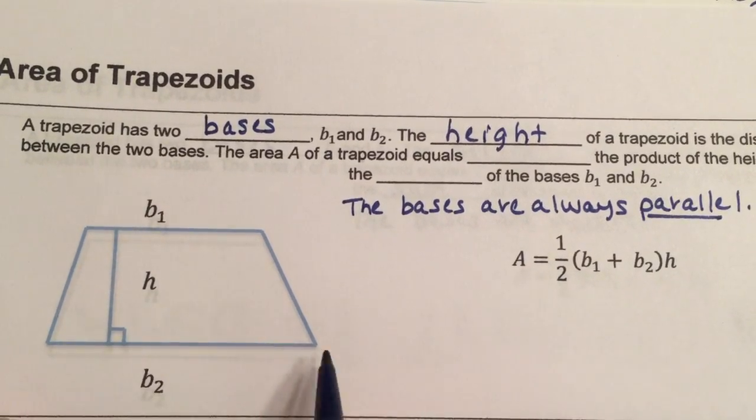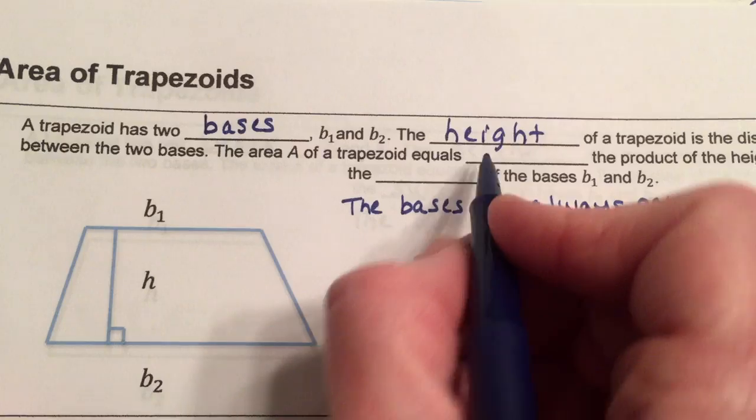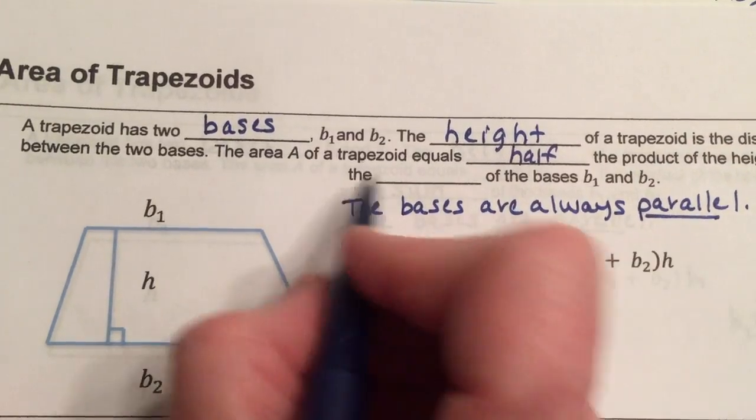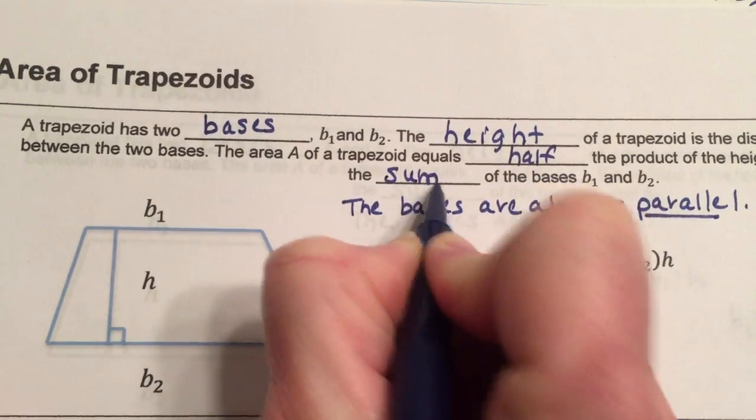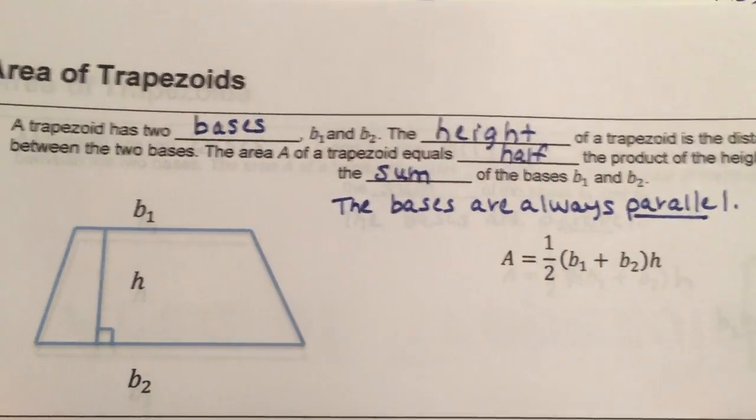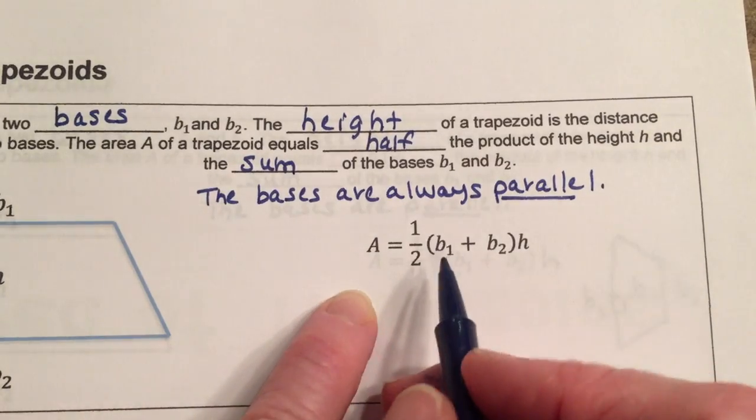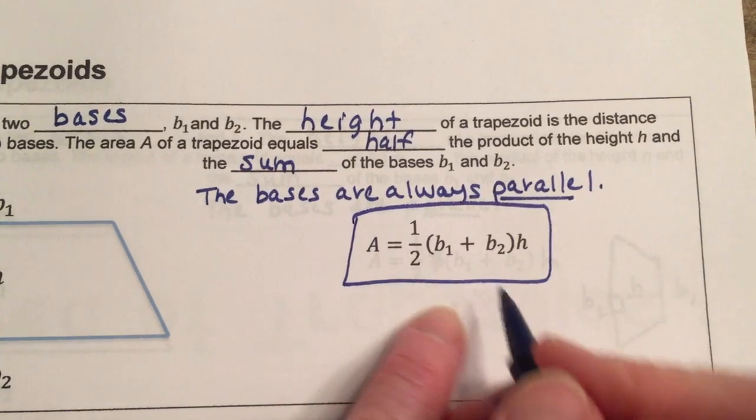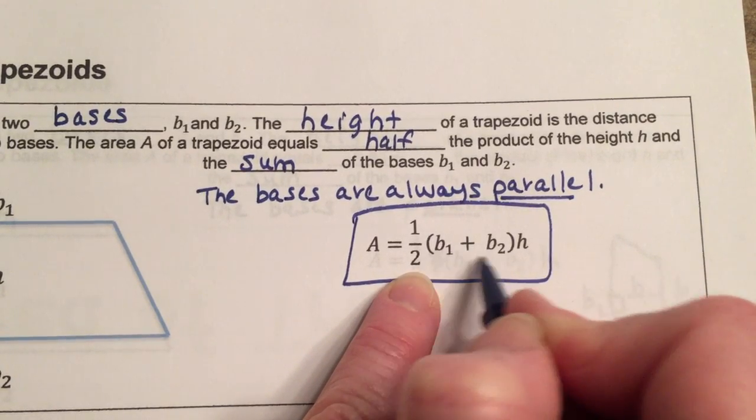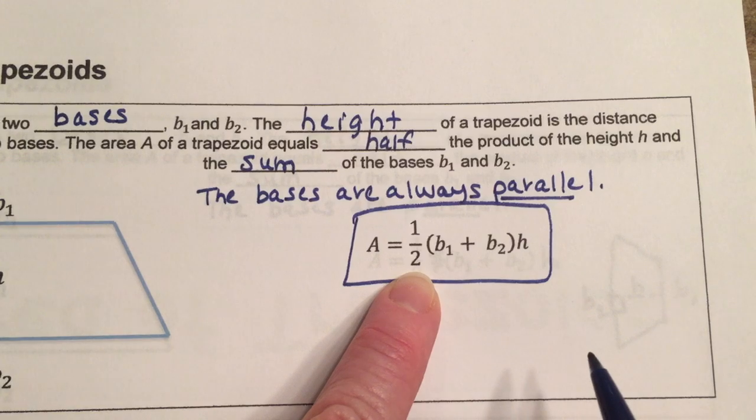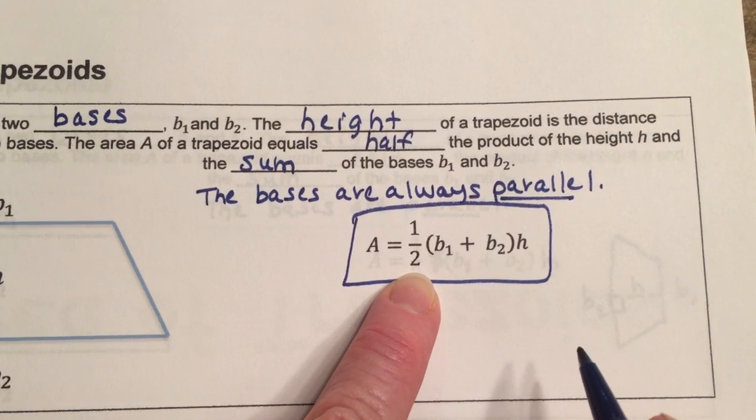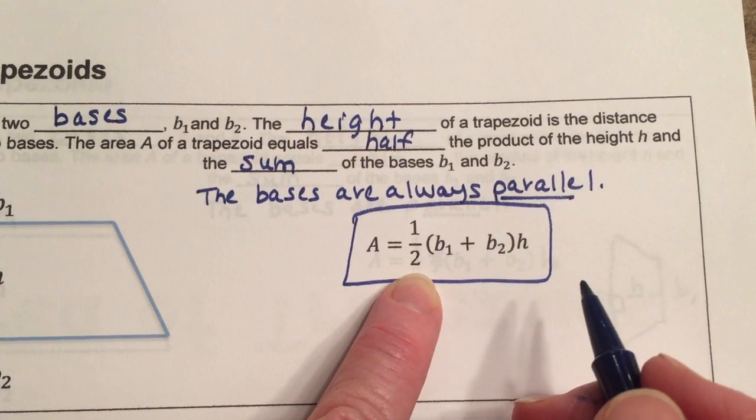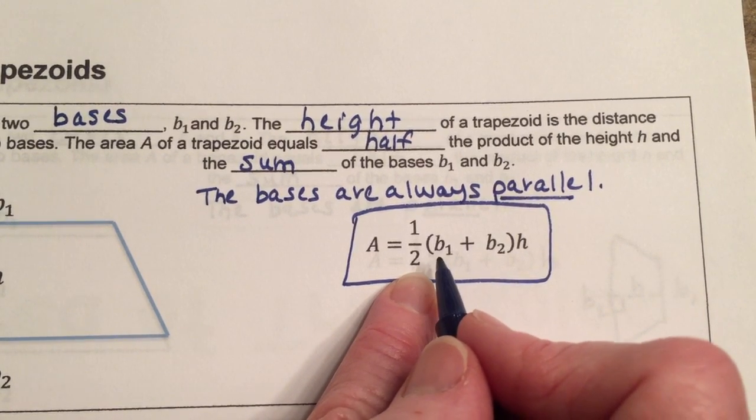Then the formula for the area of a trapezoid is going to be equal to half the product of the height h and the sum of the bases, which is kind of wordy, but it looks like this. So the area A is equal to 1/2. The sum, we're going to add the two bases together and then multiply by the height. All right. So it looks a little complicated. It'll get easier the more you use it. But really, this is not something you ever have to memorize.